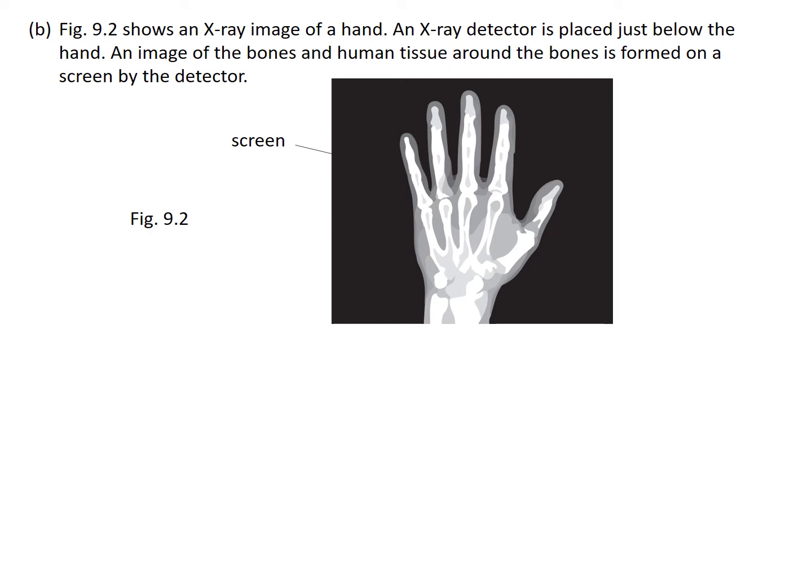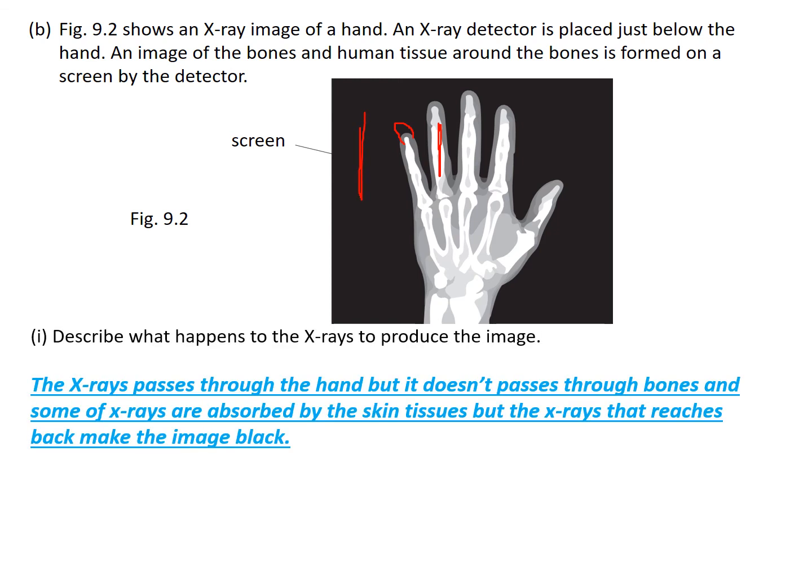The X-ray emitter is placed above the hand and the X-ray detector is placed below the hand. When the X-rays go through the hand, the skin absorbs some of them, which makes it a little black, a little white. Whereas the bones do not allow the X-rays to pass through, so no X-ray passes. But when the X-ray reaches the X-ray detector, it makes the image black.